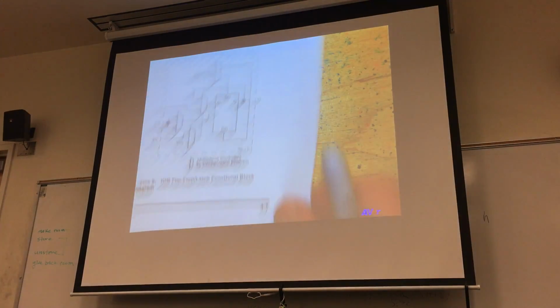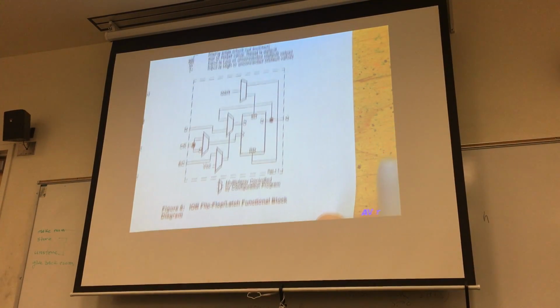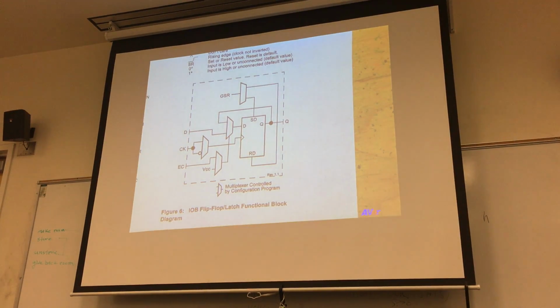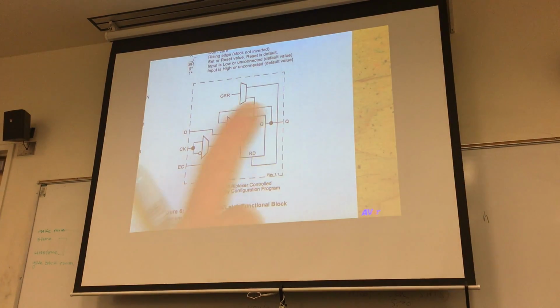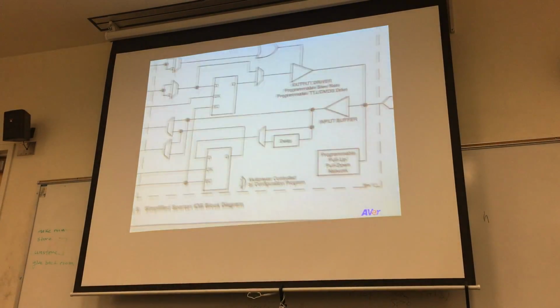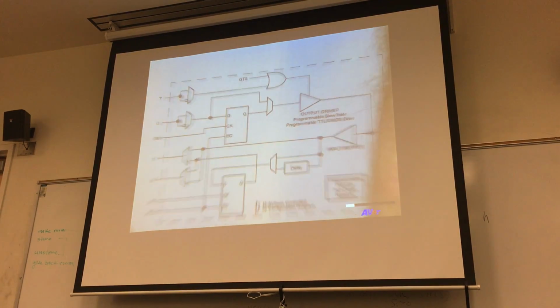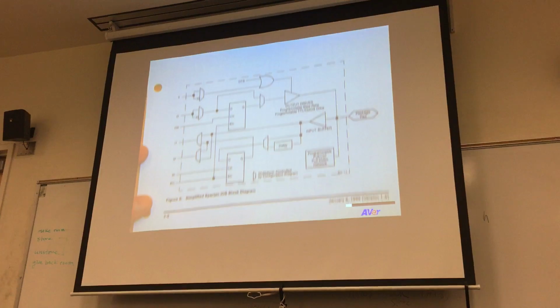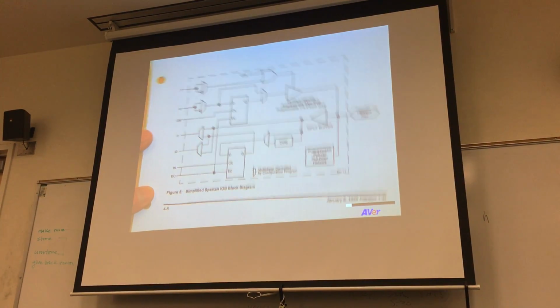You have a similar type of circuitry for the input-output blocks, so that you can register inputs or register outputs, and they have this same sort of circuitry as we saw before in the configurable logic block. But this is what the circuitry actually looks like for the input-output blocks.